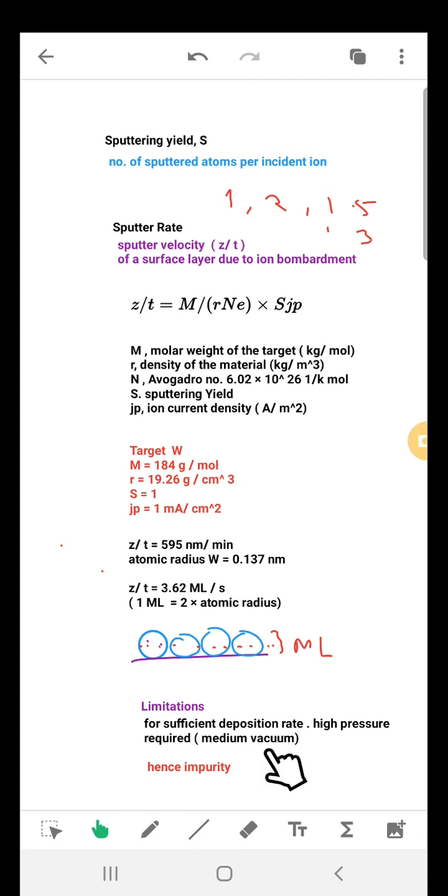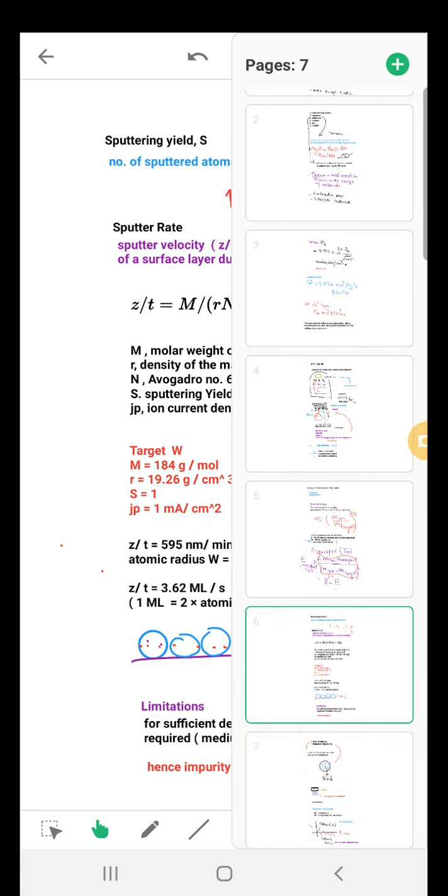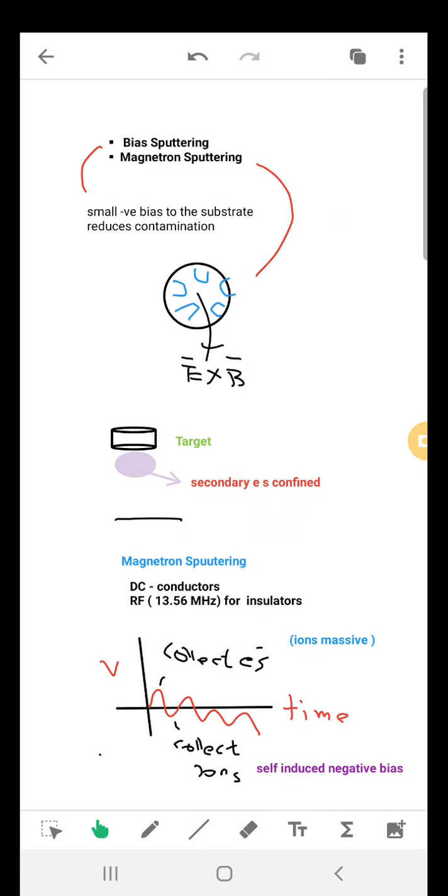So what we require is to enhance the sputter rate or deposition rate without loading the vacuum very much, or without increasing the pressure. For that there are 2 ways we can do it: either bias sputtering, or magnetron sputtering.